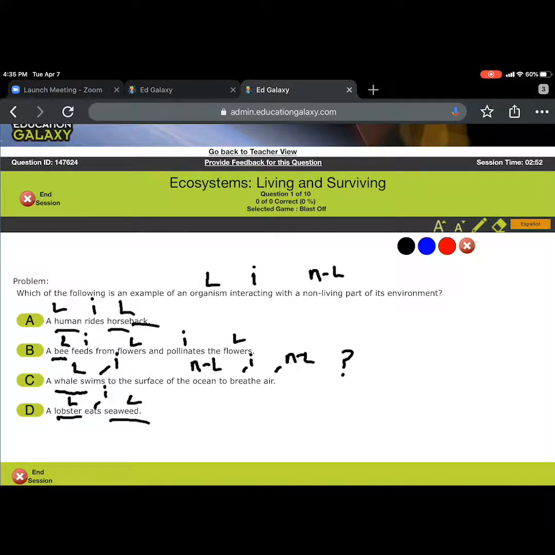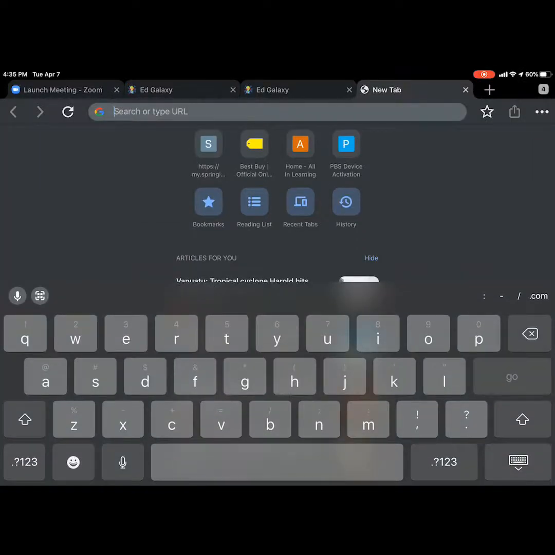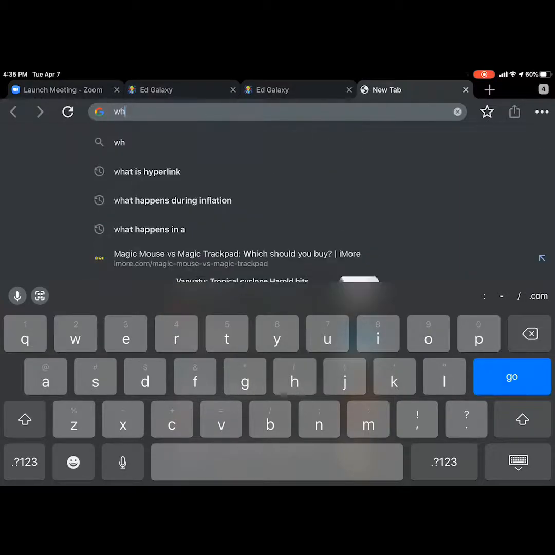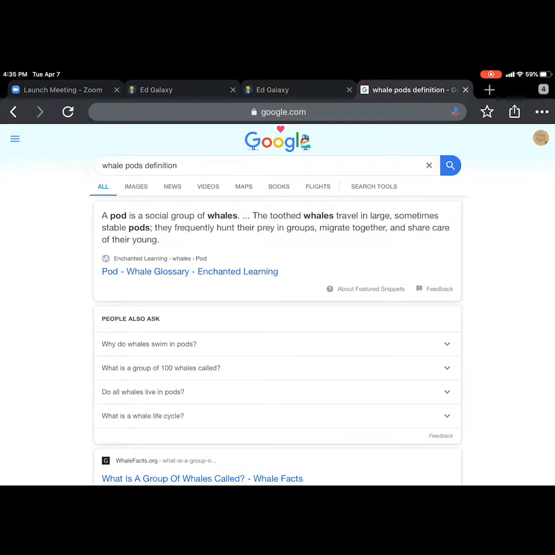So as you know, if you don't know something, the best thing we can do is open up a page and look for something. Let's look up whale pod, whale pods. All right, let me see. That comes up. A pod is a social group of whales. The toothed whales travel in large, sometimes stable pods. Okay, so yeah, that's what they call a group of whales, pods.